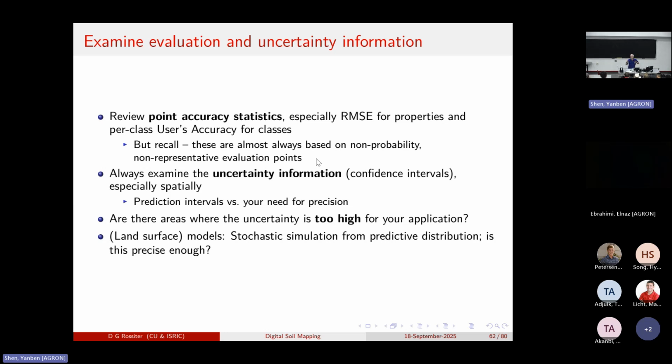Then you have to tell your user, I can't tell you. They don't like to hear this when you say, I can't. You ask me for information and I can't give it to you. I don't know enough. And one thing you can do with the land surface models is stochastic simulation. So you take the uncertain data from the soil, you run it through your models, and you see how different is the outcome of your model. If that's not too bad, then it's good enough for your purpose. If it causes big deviations in your model, then it's not good enough.